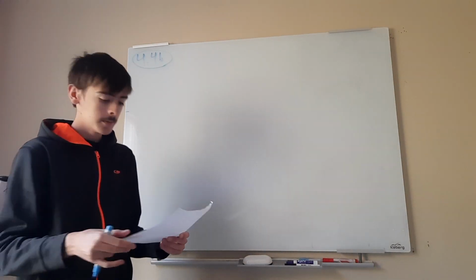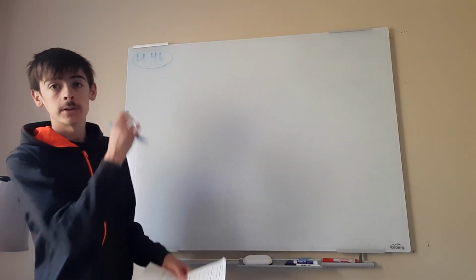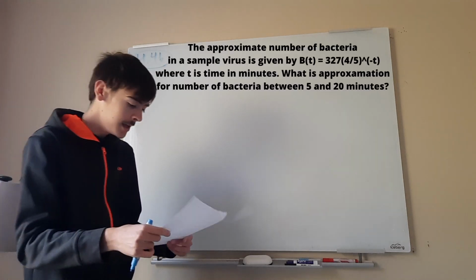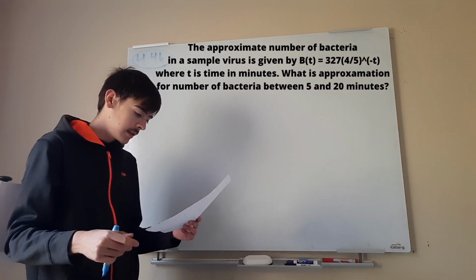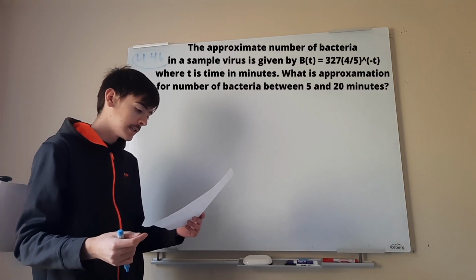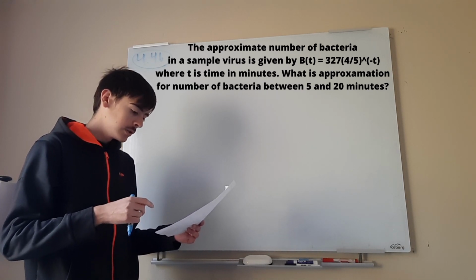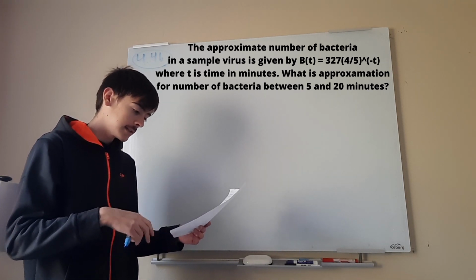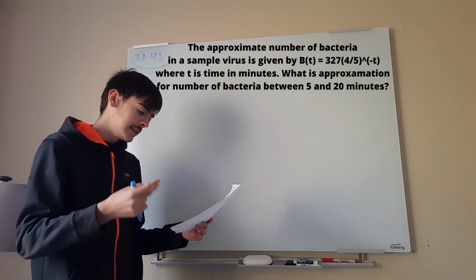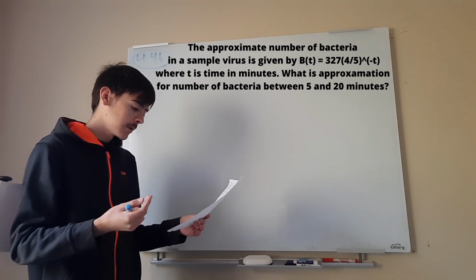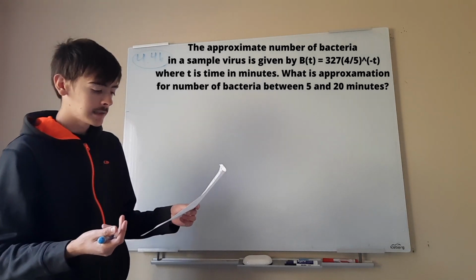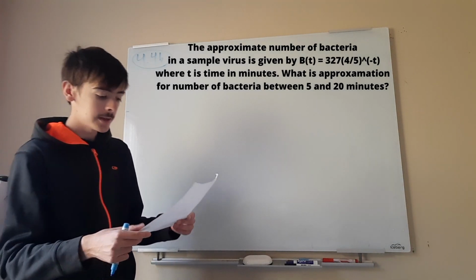All right, our last 2 problems today are word problems. So again, I'm just going to put them on the screen through editing. The first one says that the approximate number of bacteria in a sample virus is given by b of t equals 327 times 4/5 to the power of -t, where t is time in minutes. What is an approximation for the average number of bacteria in the sample between 5 and 20 minutes?